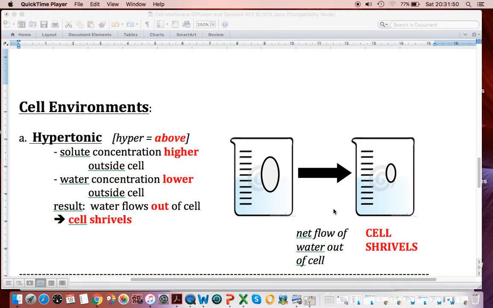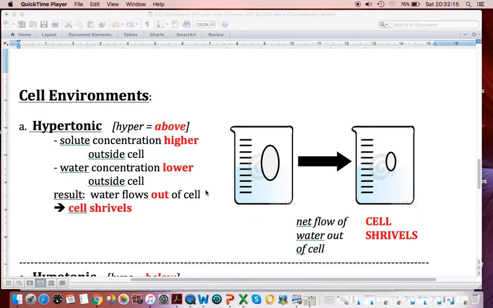An example of this in the real world is if you've gone camping and maybe slugs have been invading and you've salted the slugs. Well, you've created a hypertonic environment. And that means higher solute concentration outside, lower water concentration outside the cell. And that means the water is going to flow out of the slug and the slug is going to dehydrate and likely shrivel up and die.